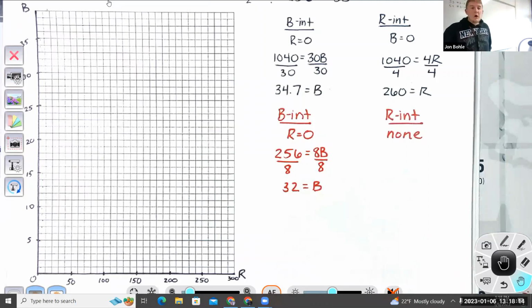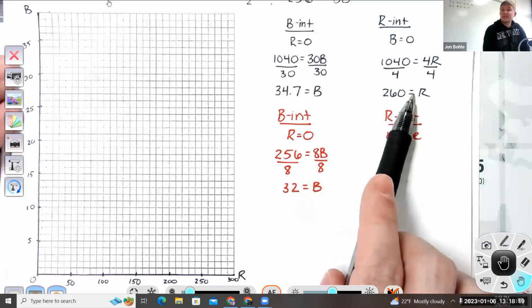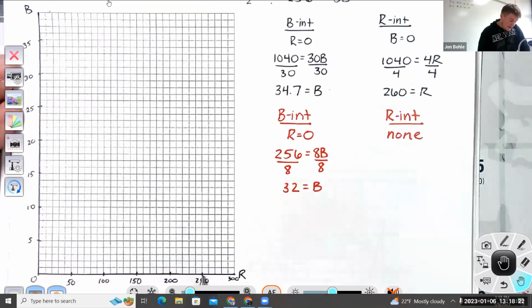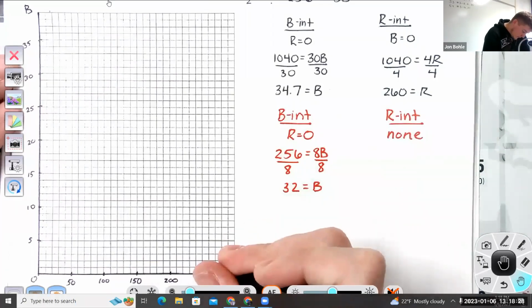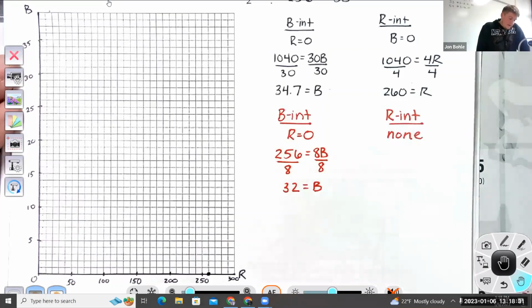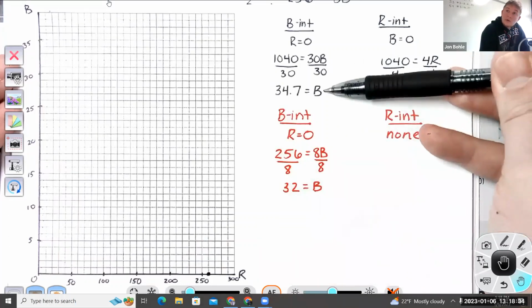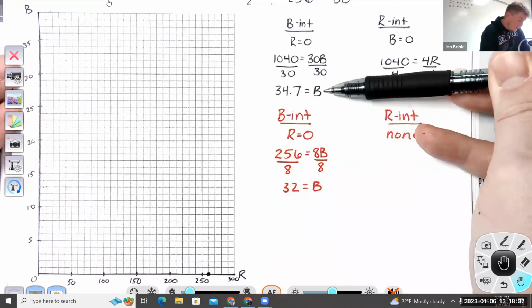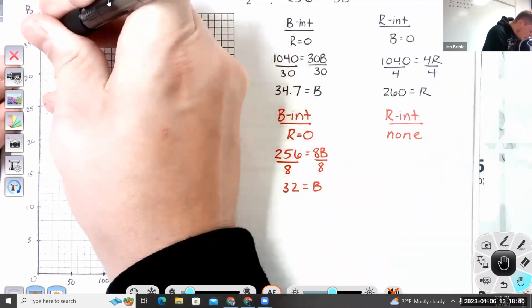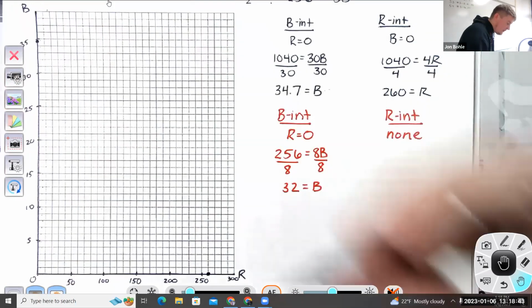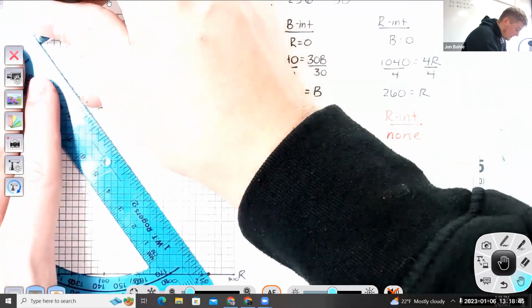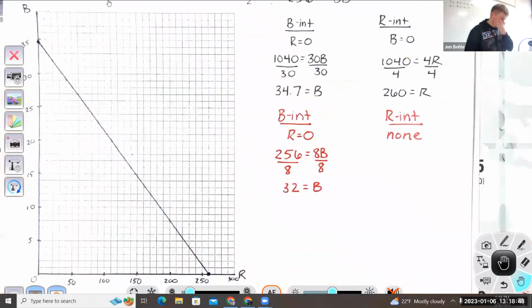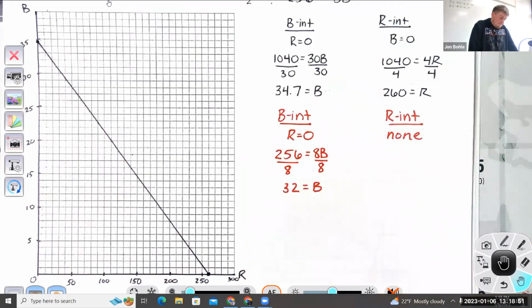That's fine. All right. So now that we have everything kind of numbered out, I have to do an R axis of 260. So I'm going to go down here. Here's 250. And they're each 10. So 260 would just be the next one over. It's right here. Okay. My B intercept would be 34.7, which is just a hair under 35. So let's just say right there. And then hopefully my straight edge is close enough to connect them. And that's the black line.